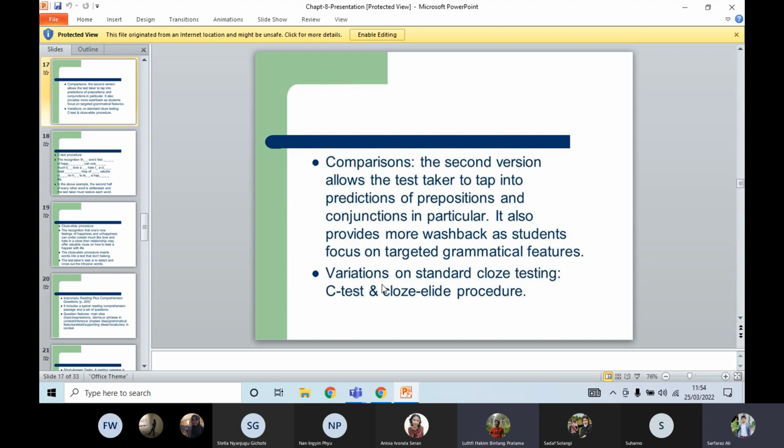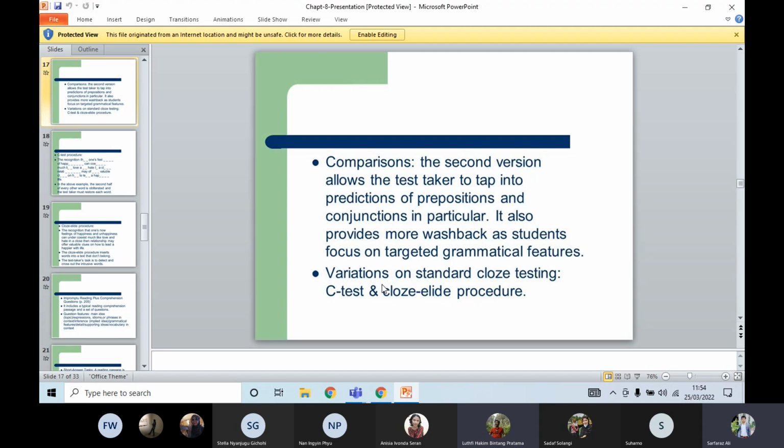And in the second version, we are given the comparisons. This basically allows the test taker to tap into the predictions of the prepositions and the conjunctions in particular. As already mentioned, this type of reading performance always focuses on both. Sometimes it has a specific focus on grammar and vocabulary. It also provides more feedback as the students focus on targeted grammatical features.